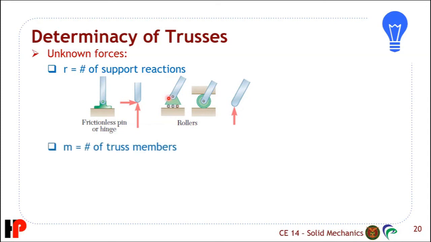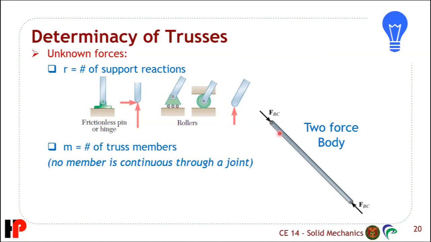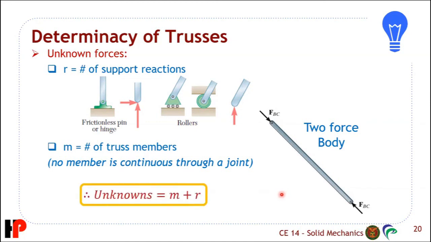Now, if M is the number of truss members, remember, for truss members, all members are two force bodies. So unlike frames, si trusses, per member, isa lang yung unknown, kung ano yung bar force. Kasi wala kang internal moment, internal shear. So for trusses, per member, one unknown. Therefore, your total number of unknowns is M plus R. So kung ilang members plus kung ilang support reactions. So yun na yung number of unknowns.